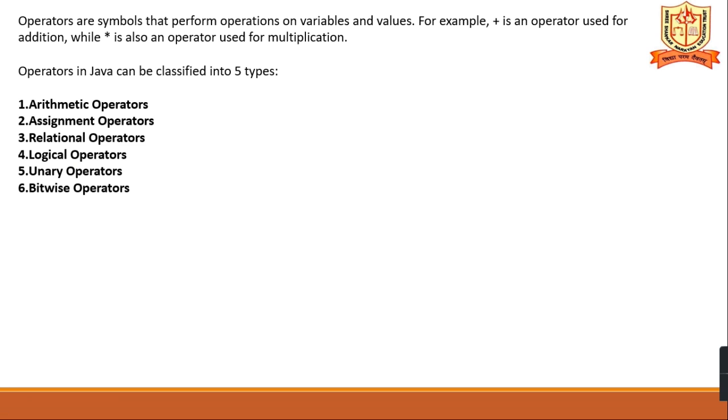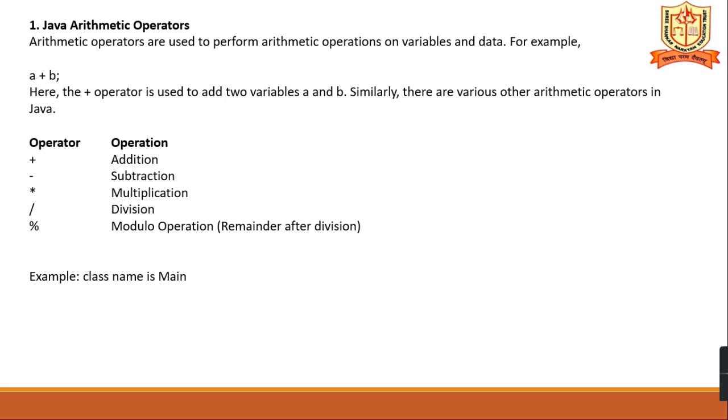And next topic is operators. Operators are the symbols that perform operations on variables and values. For example, plus is the operator used for addition, while asterisk is the operator used for multiplication. So operators in Java can be classified into types: arithmetic operators, assignment operators, relational operators, logical operators, unary operators, and bitwise operators. We will see them one by one.